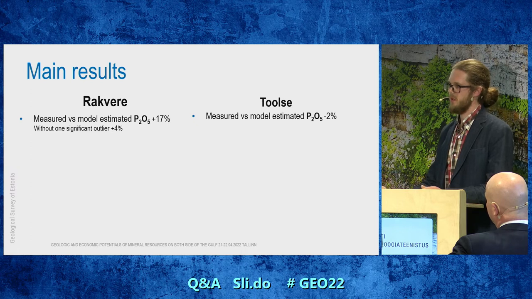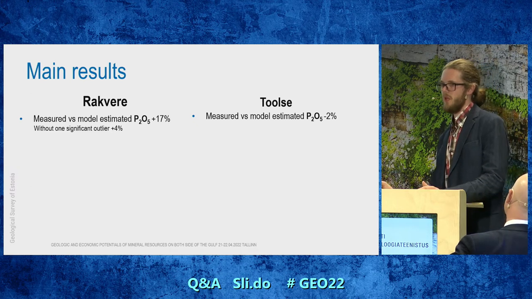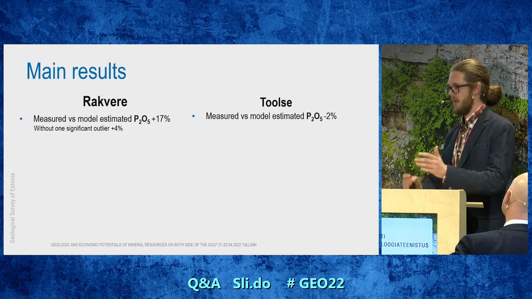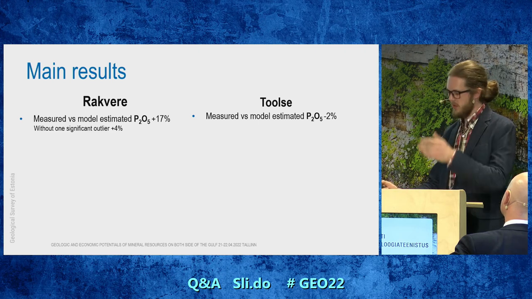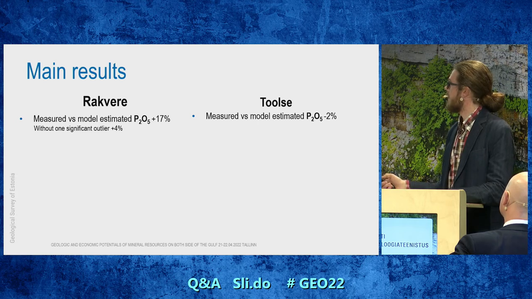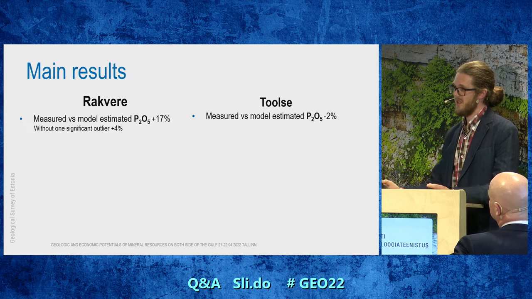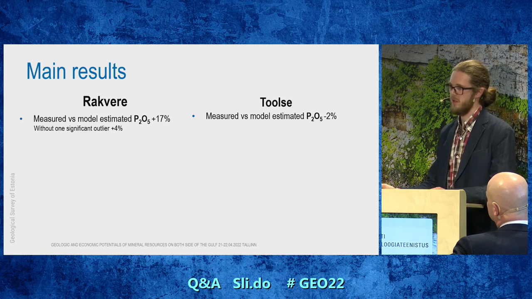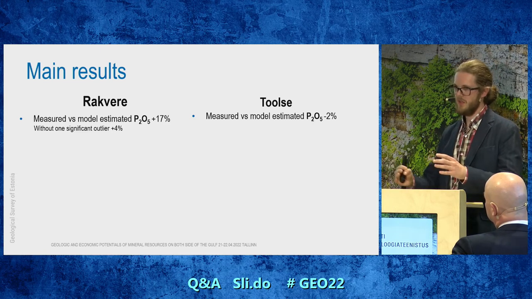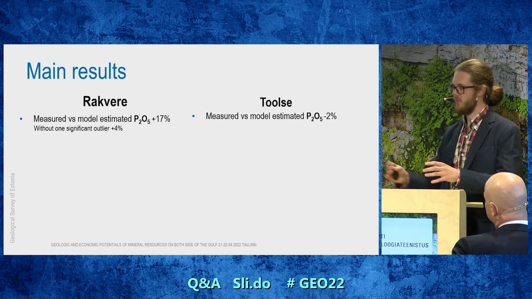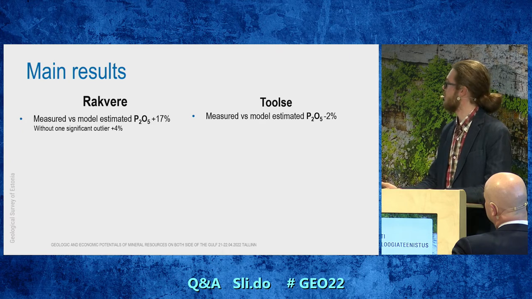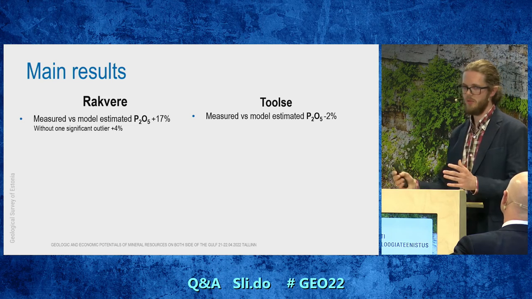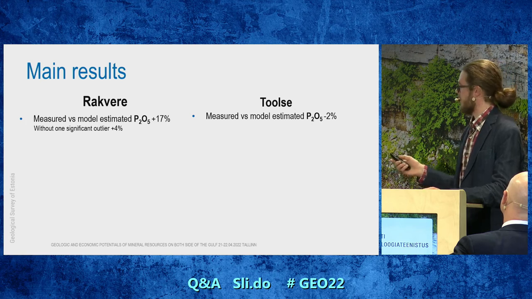First, we compared the phosphorus concentration between the historical results, meaning actually the modeled results, and the new drillings. And in Rakvere, we have some higher difference, but we have only 9 drill holes in Rakvere, and if we remove one outlier, then the difference is only 4%. So there is more geological variation in Rakvere, and it's a little bit random where the drill hole happens to be drilled. But in Tolse, the phosphorite layer is more predictable. The difference was only some 2%.